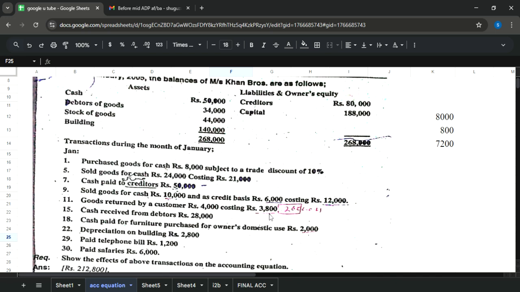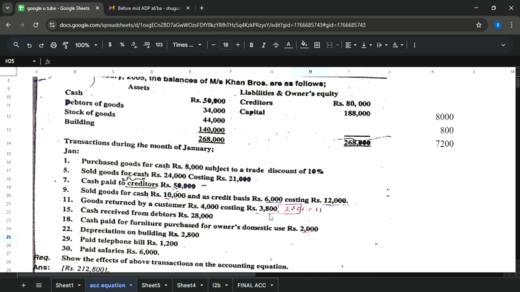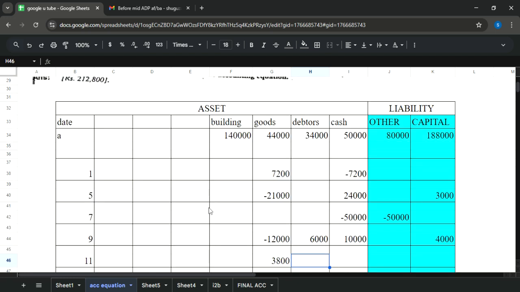Cost of these goods was 3,800. So there is an increase in goods. Please understand, when the customer is returning these goods, goods are coming in. There is an increase in goods, 3,800. On the other hand, look at here, return by customer. Customer had returned these commodities. Customer means the one to whom we have sold, and you know it very well, we sell commodities to the debtor. When he has returned those commodities, it means he is no more our debtor. So there would be a decrease in debtor by 4,000.